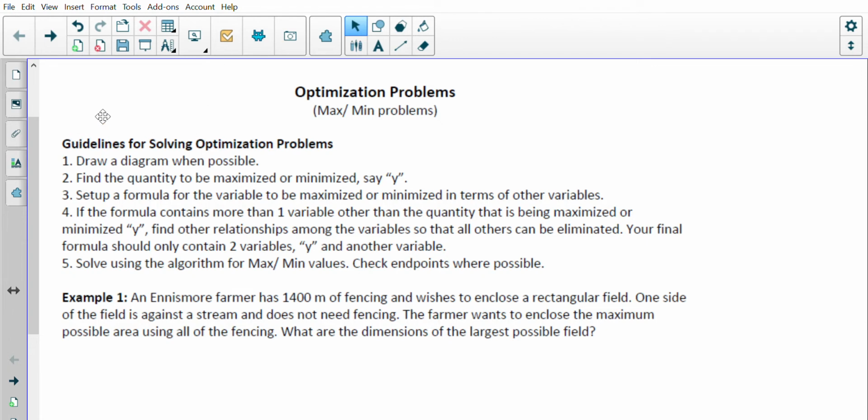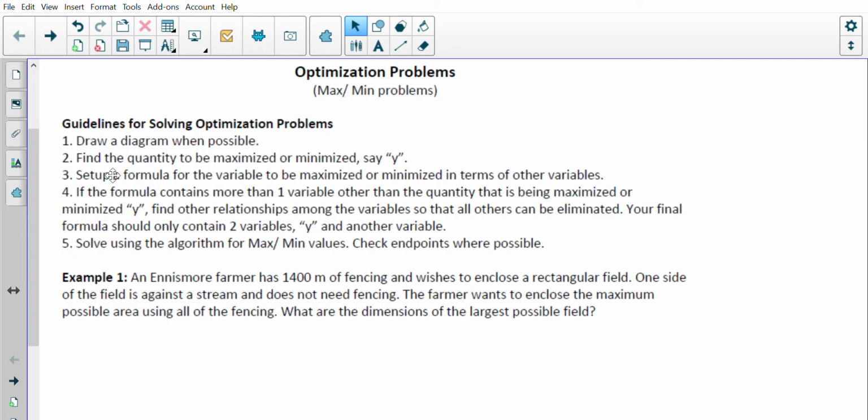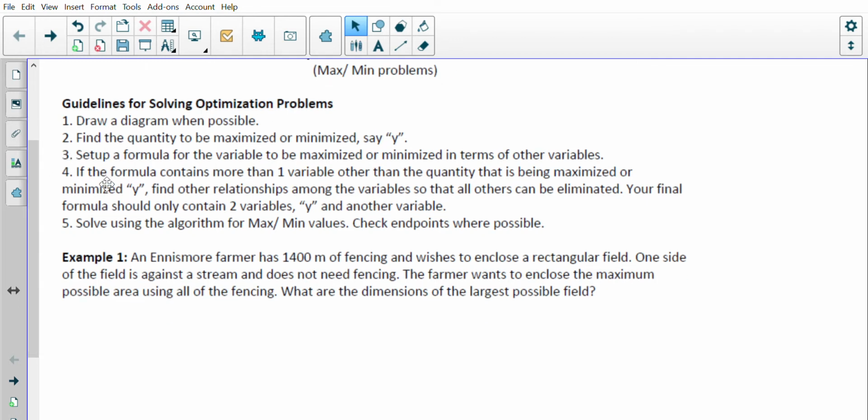So the first one is we just got to draw a diagram when you can. Now the key here is you got to find the quantity that you're either trying to maximize or minimize. So it could be a lot of different things. Then we're going to set up a formula that involves the max or min value in terms of other variables. But if there's too many variables, we're going to have to eliminate them. And so in the end, we want an equation with the variable that we're trying to maximize or minimize and just one other variable. Then number 5, solve using the algorithm for max and min values.